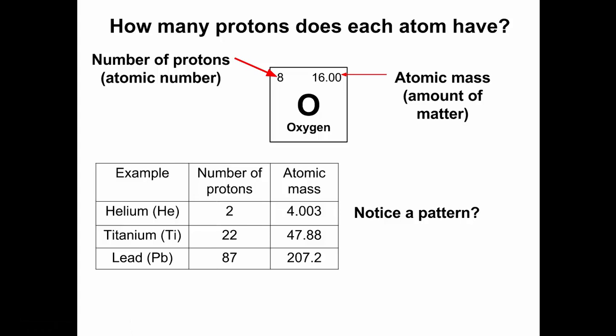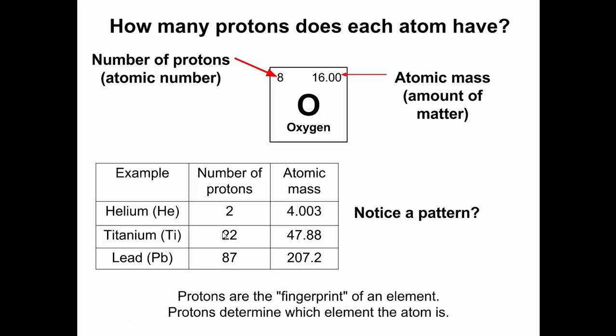So let's look at some examples. So we have helium has 2 protons and an atomic mass of 4. Titanium has 22 protons and an atomic mass of 47.88. Lead has 87 protons and an atomic mass of 207.2. Do you notice a pattern? The atomic mass is always greater, and usually it's about twice as large as the atomic number.